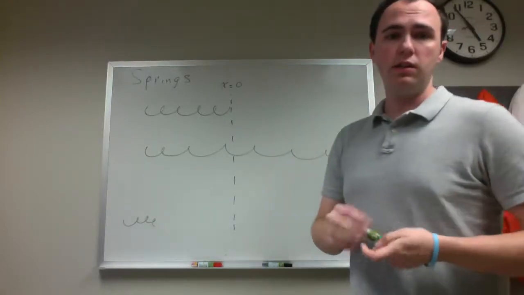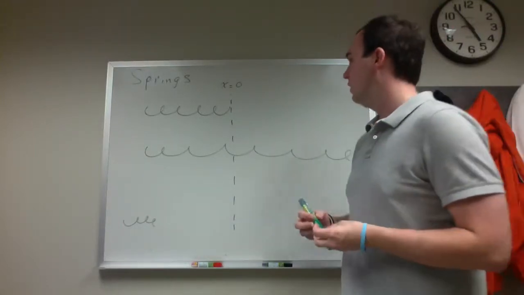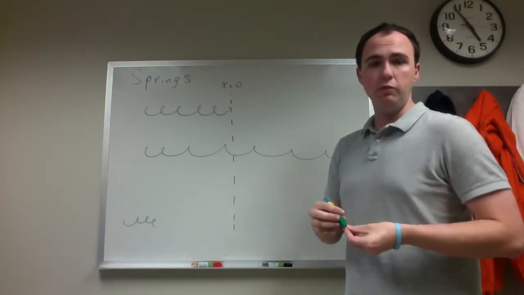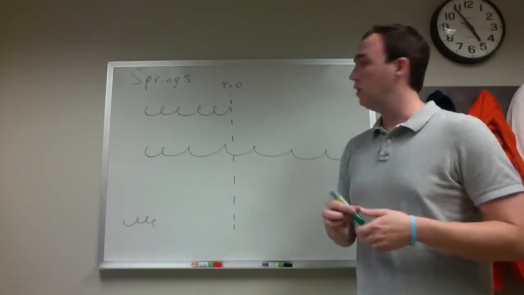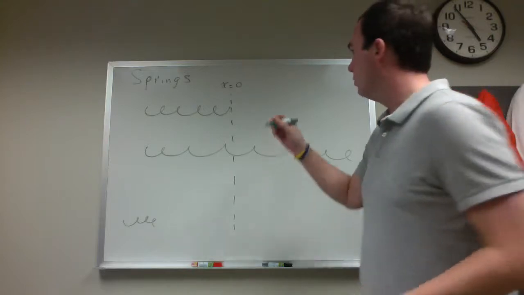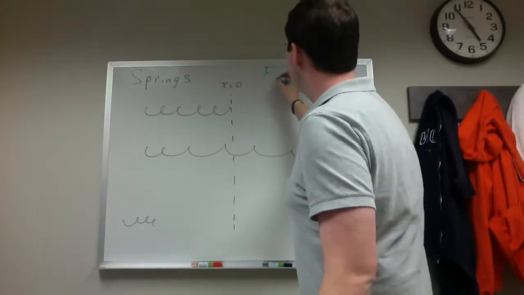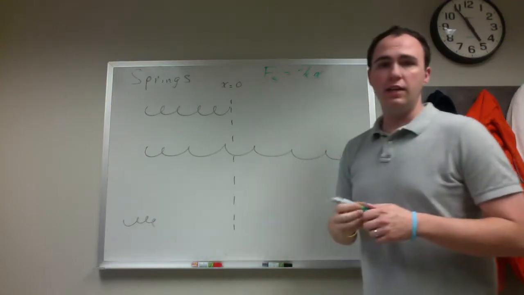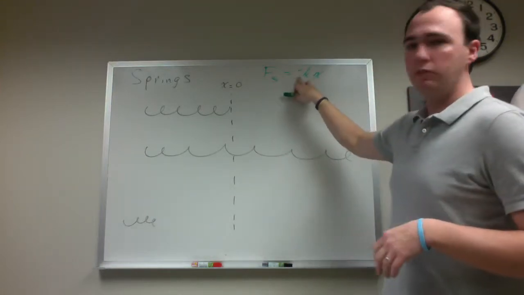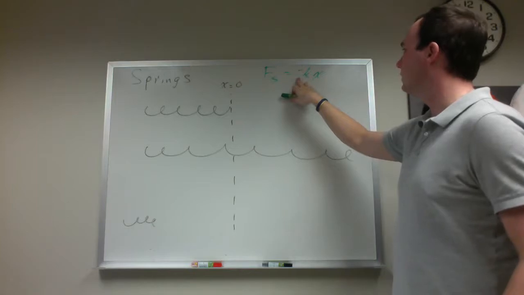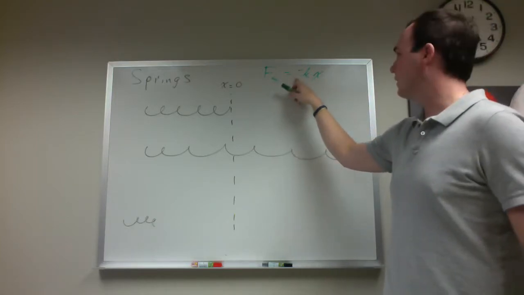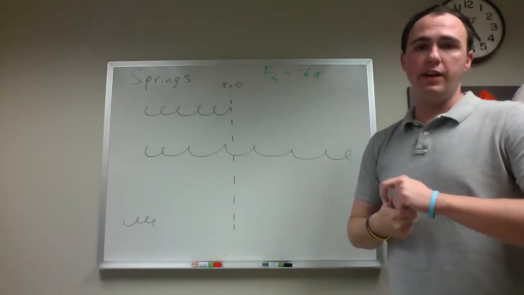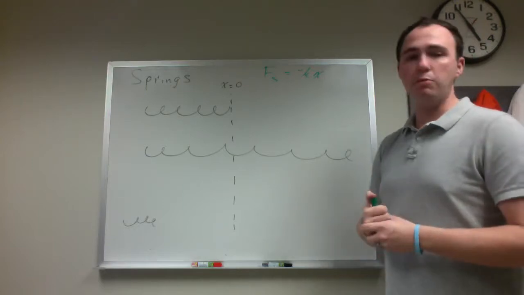All right, so I want to talk a little bit about springs and the way of looking at them either through work or energy. So we know that the force of a spring is negative kx. Now, some of you have been a little confused about the minus sign. The minus sign here really just tells us that the force is always bringing you back to zero.